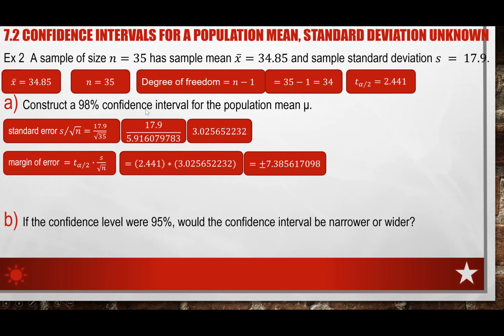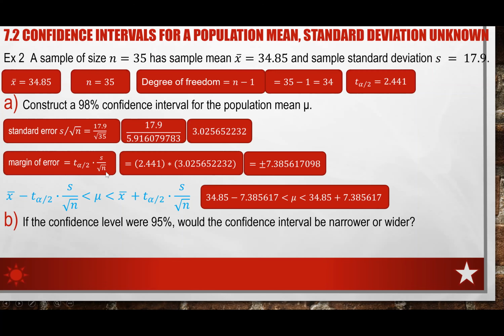Now we have to construct the confidence interval. I need to take the point estimator, which is the X bar, 34.85, minus the margin of error, 7.385617098. And then I take the same number, 34.85, plus the margin of error. When you subtract, you have a smaller endpoint. When you add, you have a bigger endpoint.